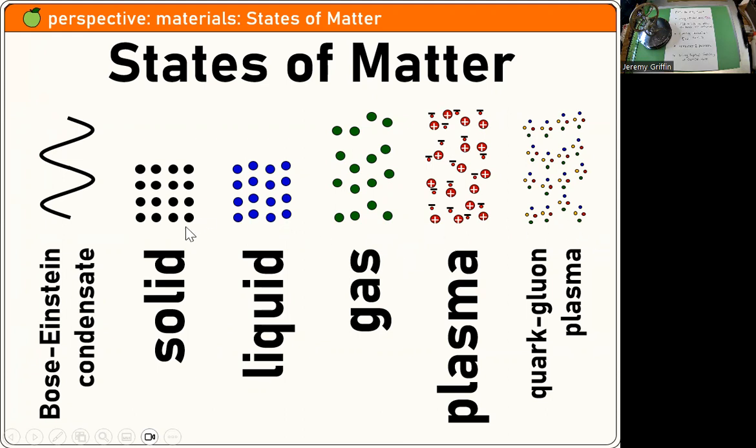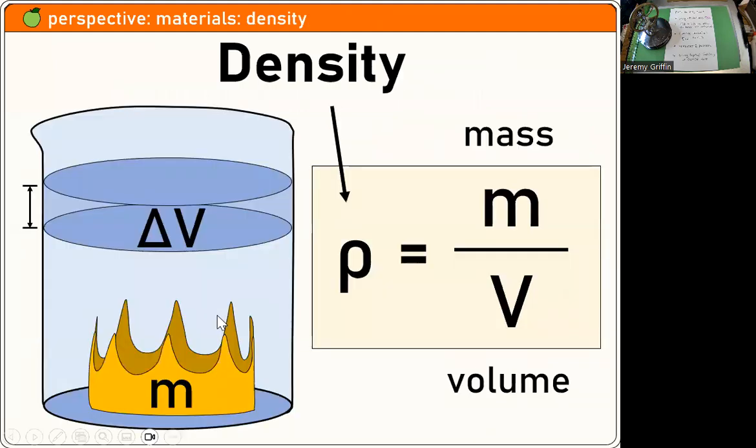But what if you go the other way? If you cool a solid near absolute zero, it actually undergoes a really weird process where the atom sort of collapses on itself and becomes like a wave type function. It's called Bose-Einstein condensate. That's fun. Density, mass per unit volume.